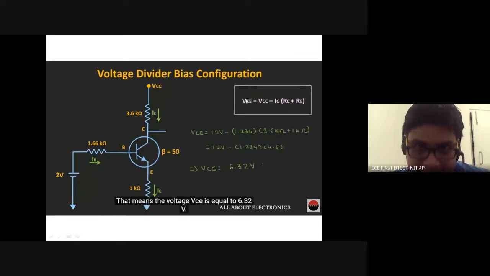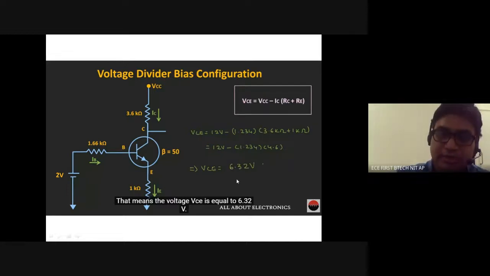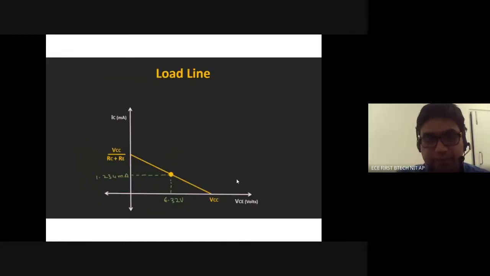And what is VCE at the output circuit? It is nothing but VCC minus IC times (RC plus RE). If you put all these values in, we get VCE equal to 6.32 volt. So let's draw the load line and the operating point. In the load line, this is our maximum collector emitter voltage, that is VCE, and this is the maximum collector current, VCC by (RC plus RE), and this is our operating point here: against the 6.32 volt collector emitter voltage, our collector current is 1.234 milliampere.